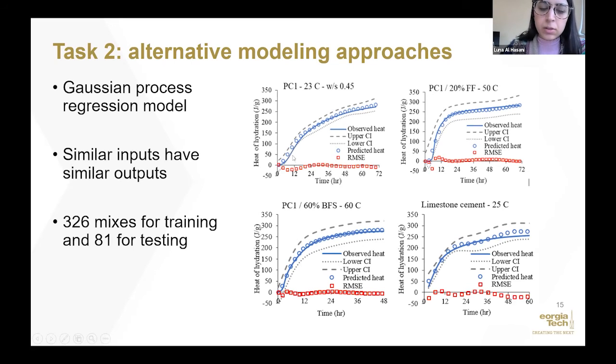The solid blue line shows the experimental results, and the blue circles are the prediction. The gray lines are the confidence interval limits, and the red squares show how the root mean square error evolves with time. As we can see here, for these 4 different mixes, the results are very good using the machine learning prediction. We have an OPC only mix at room temperature. We have a 20% fly ash replacement at 50 degrees Celsius curing temperature. We also have blast furnace slag replacement and the limestone cement. And the model is doing really well for all of these different mixes and also at the different temperatures.